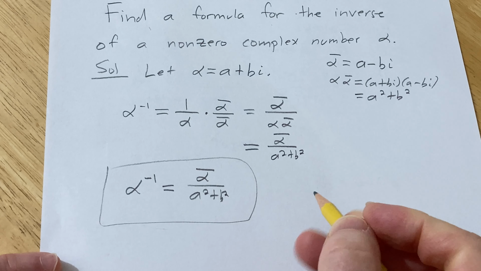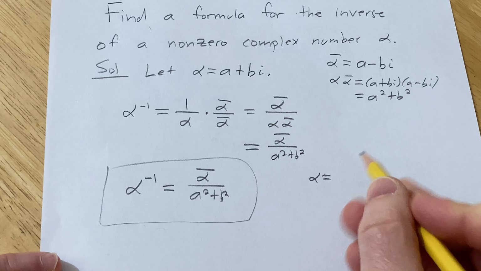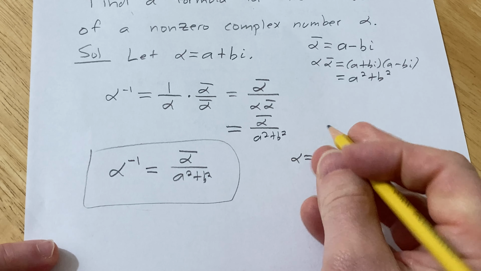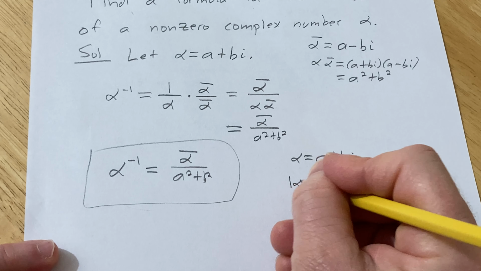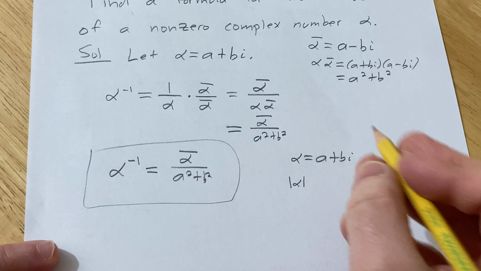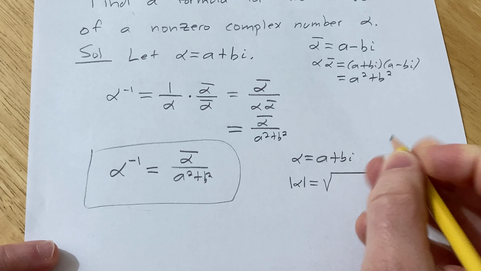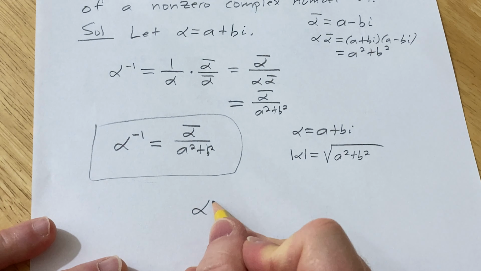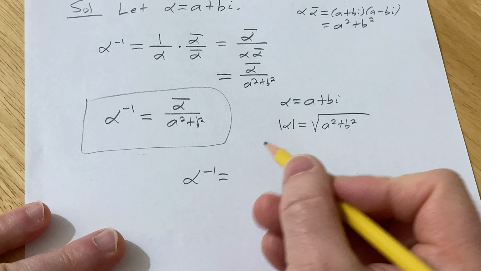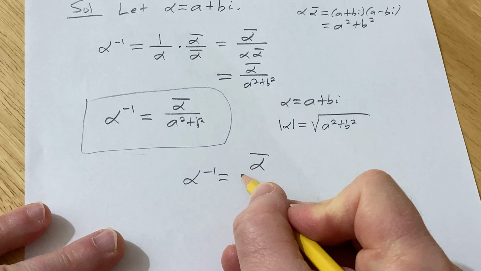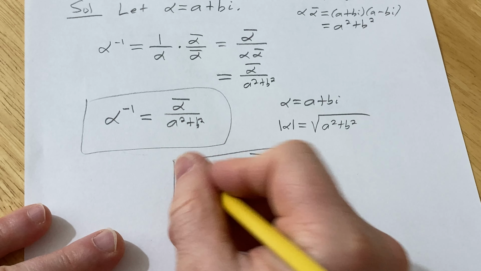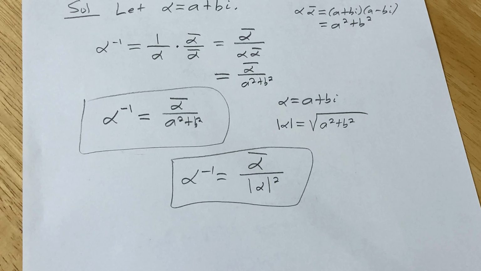This is something special though. If you have a complex number alpha, written in the form a plus bi, it turns out that the absolute value of alpha, also called the modulus of alpha, is equal to the square root of a squared plus b squared. So this formula is actually the conjugate of alpha over the absolute value of alpha squared. So two different ways to come up with the formula, or two different ways to write the formula. I hope this helps.